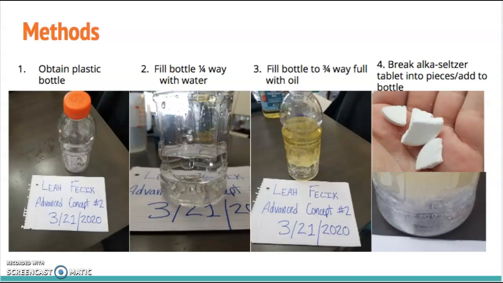And you can see in step 3 that when we put in the water and the oil, they separated. The oil is on top because, going back to density, the oil is less dense than water, so it is going to float above the water. And then the last step was to break up the Alka-Seltzer tablets into pieces and then add them to the bottle.